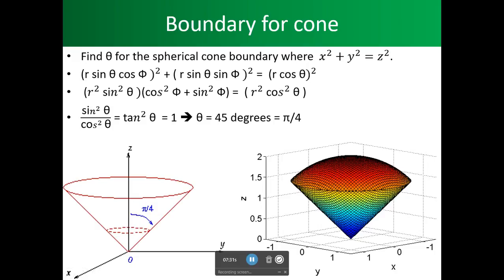Okay, so we still need to find the volume. Let's come back to do the volume. Right now you saw how we did the boundary condition for the cone. Remember that, because we'll have to do that in every problem that we solve.